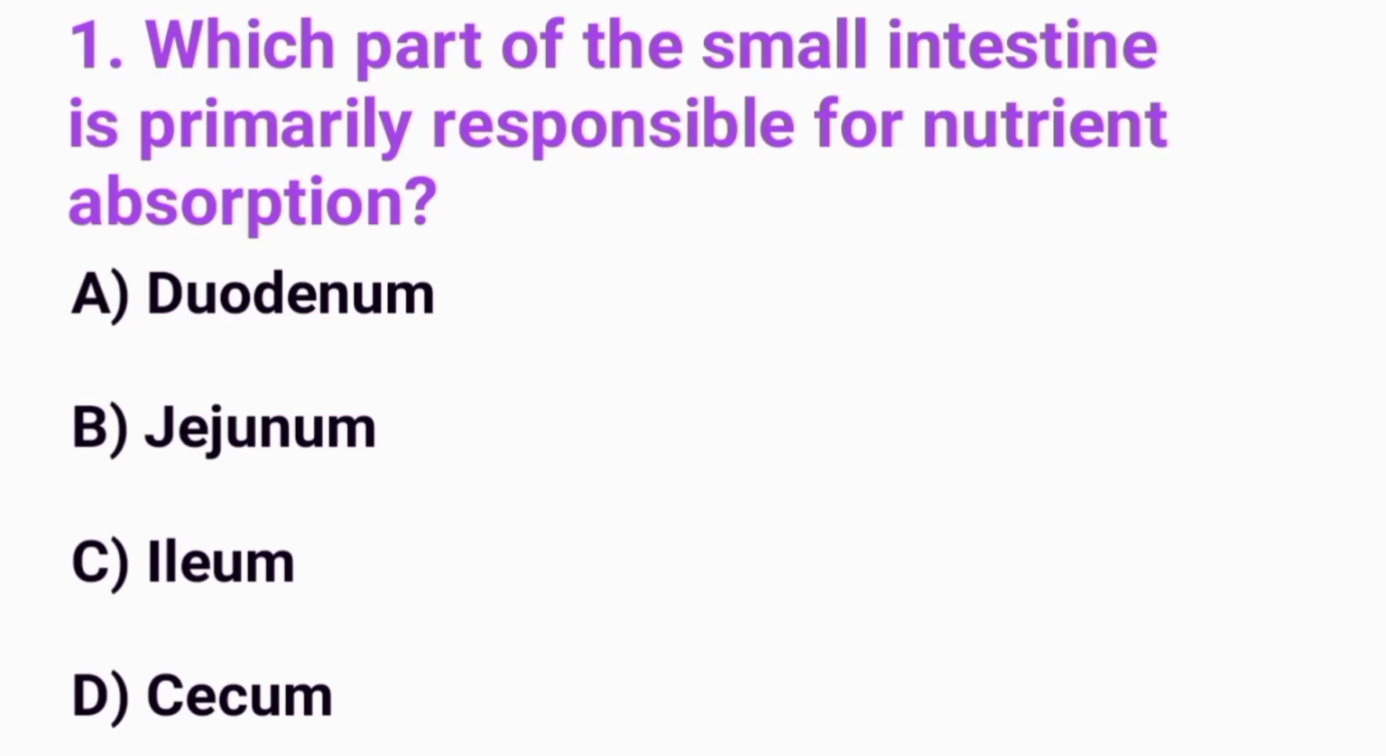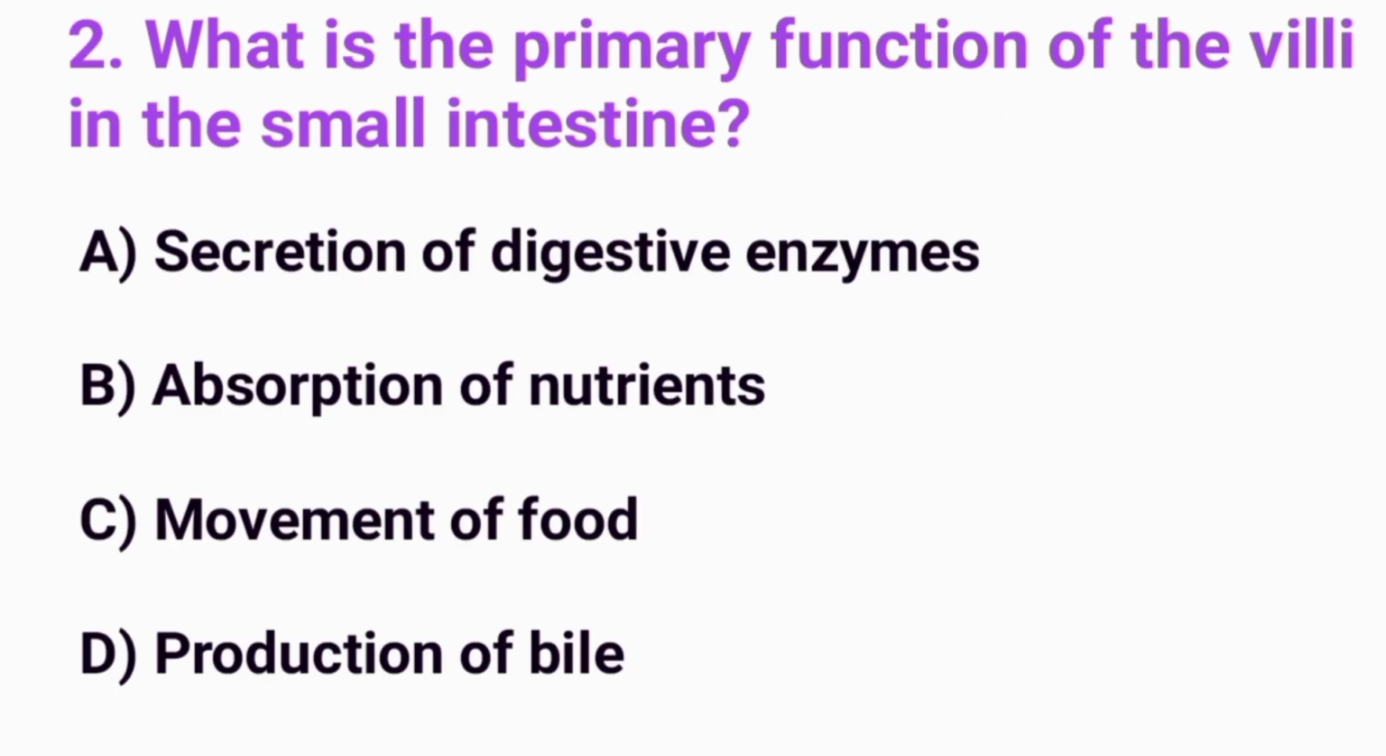Question number 1. Which part of the small intestine is primarily responsible for nutrient absorption? The right answer is B, Jejunum. Question number 2. What is the primary function of the villi in the small intestine? The right answer is option B. Absorption of nutrients.